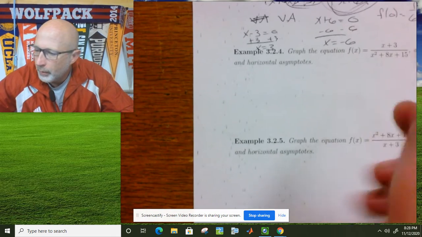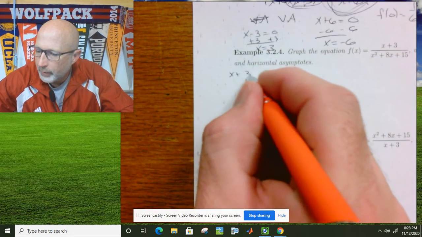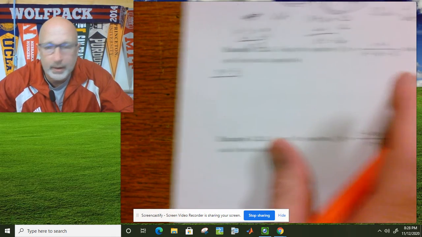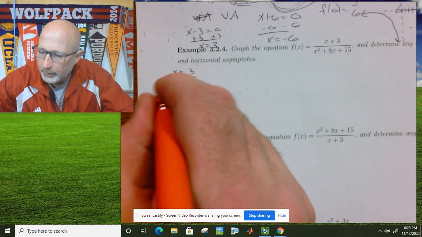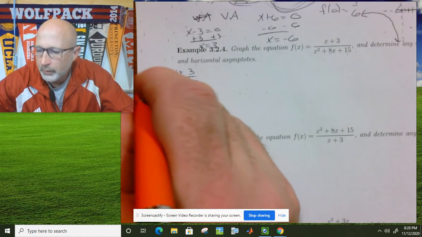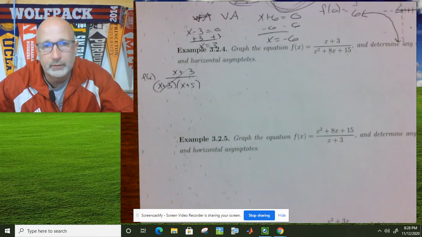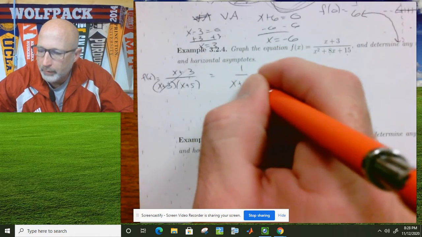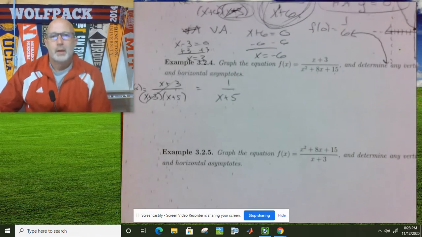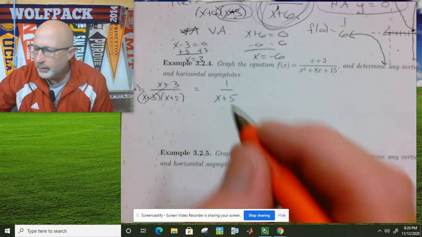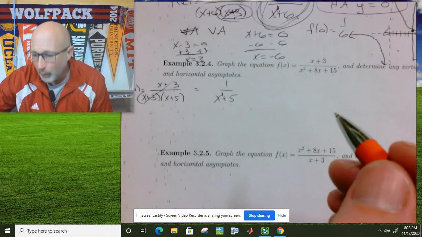This one right here, we need to factor. So I have x plus 3. Factors of 15 that add up to positive 8 are 3 and 5. So this is going to be x plus 3 times x plus 5. And once again, you notice those cancel. So this is equal to 1 all over x plus 5. The degree of the top is 0 because there's nothing there. The degree in the bottom is 1.